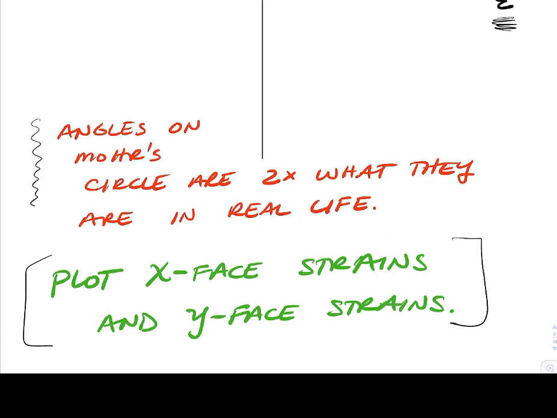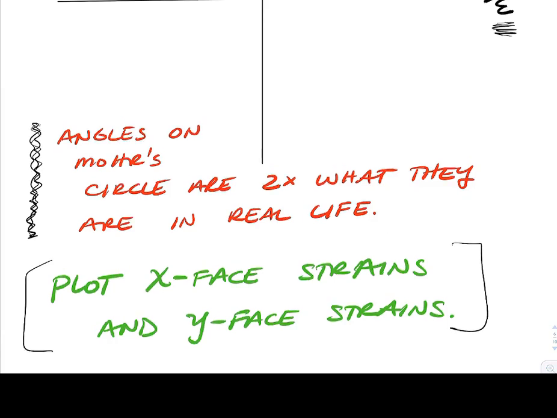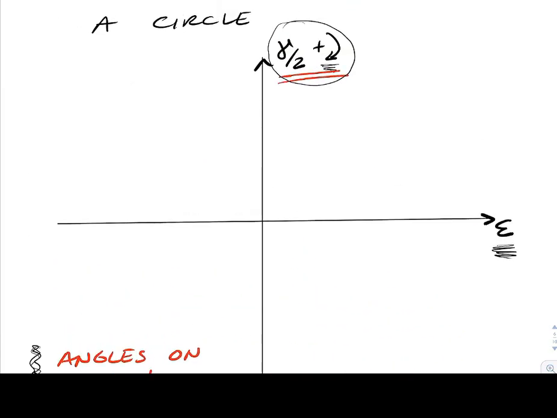The other thing to remember is that twice the angle on Mohr's circle is what it is in real life. So that's where the 2 theta manifests itself on Mohr's circle. So those are just a couple of the things to remember. The other thing that jumps out is that this is gamma over 2, and so we'll be used to that after a couple example problems.